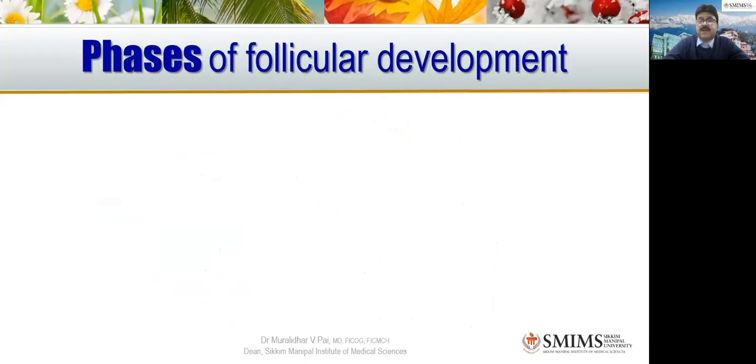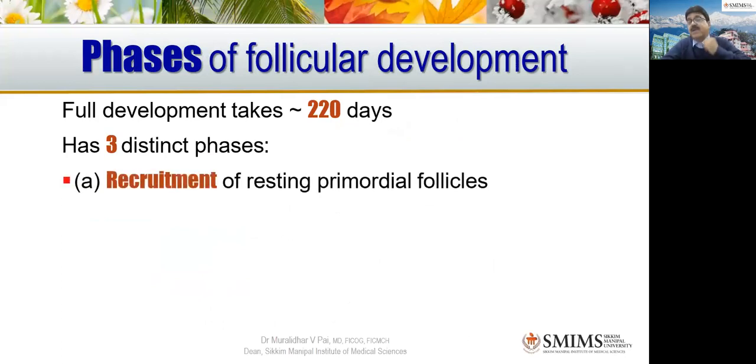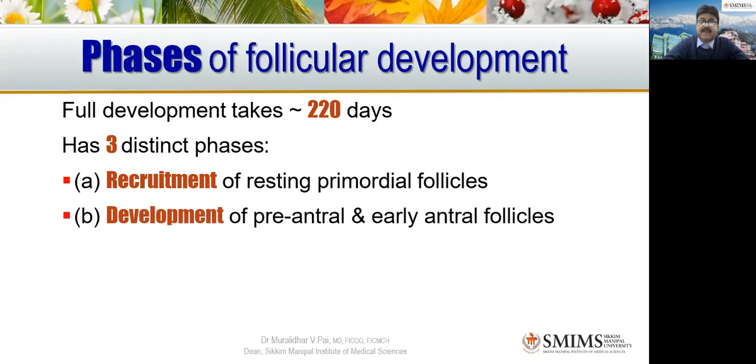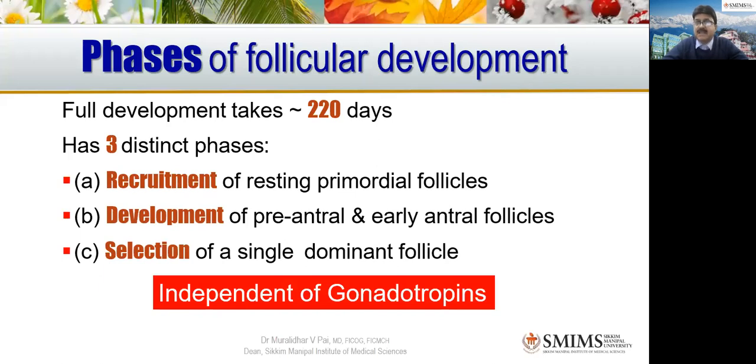Now, there are phases of follicular development. Full development takes around 220 days. It takes a long time, almost 7 months, as I just now told you. And it has 3 distinct phases. What are the phases? Recruitment of resting primordial follicles, that is the first thing. They are all recruited. And then they are developed into pre-antral and early antral follicles. And then among them, there is a selection of a single follicle, which is going to become the dominant follicle or Graafian follicle. And all these 3 steps or phases are independent of gonadotropins.